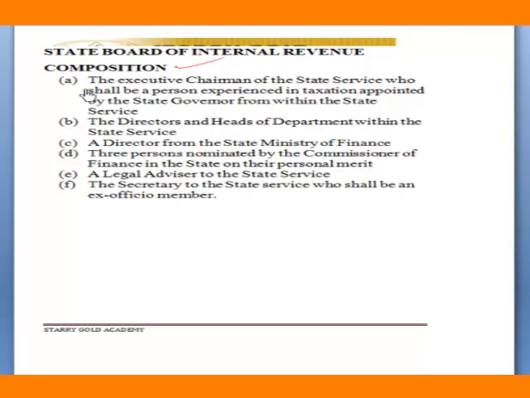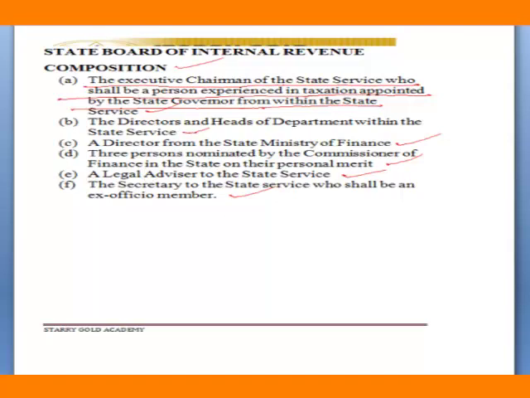The composition is here. It is made up of the Executive Chairman of the State Service, who shall be a person experienced in tax, appointed by the State Governor from within the State Service. That is to say, he must be somebody in the state service that will be appointed to be the executive chairman of this board. Next, the directors and heads of department within the state service, the director from the State Ministry of Finance, three persons nominated by the Commissioner of Finance in the state on their personal merit, a legal advisor to the state service, the secretary to the state service, who shall be an ex officio member. This is the composition of the State Board of Internal Revenue.